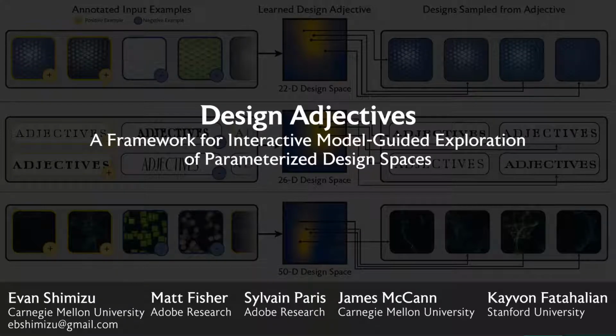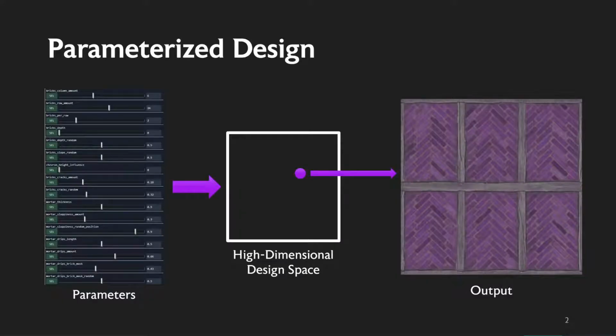Using parameters to control the appearance of some sort of visual output is an extremely common editing paradigm. These applications share a common parameterized design editing method. Parameters define a high-dimensional design space where every point in that space maps to a visual output.